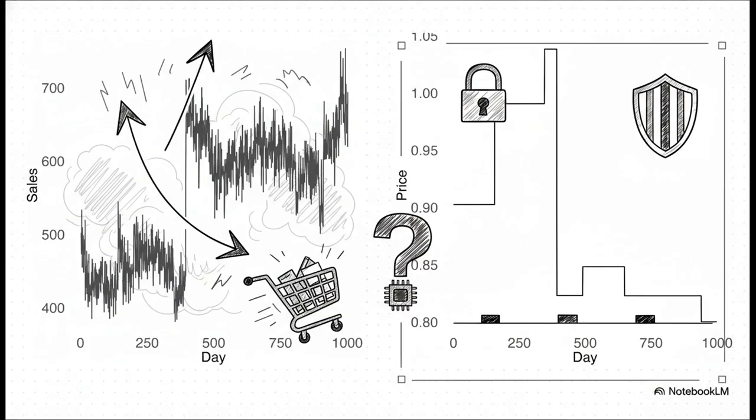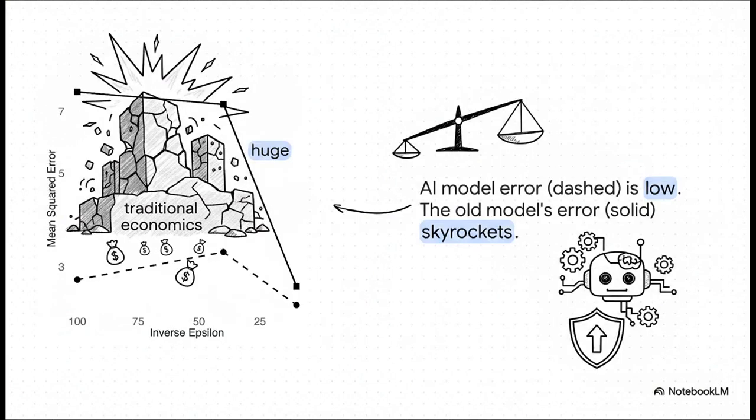And here you can really see the test in action. So on the left, you see sales for a product just bouncing all over the place, day to day, just like real life. But then look to the right. That's the price for the very same product. It's just flat for hundreds of days at a time. This is the exact challenge these models have to figure out. And the results were, well, they were dramatic.